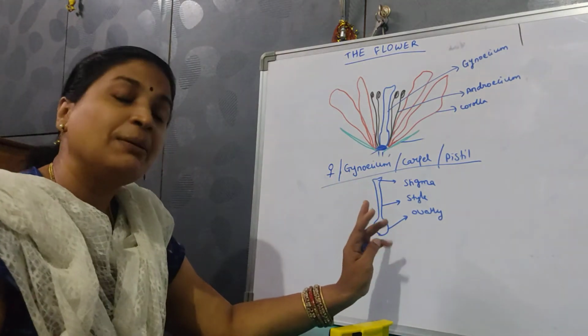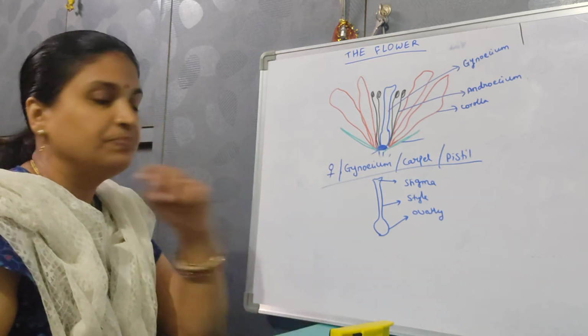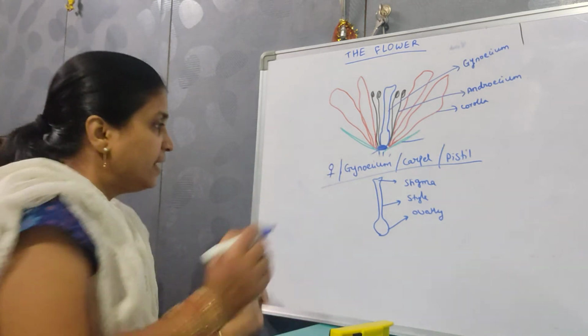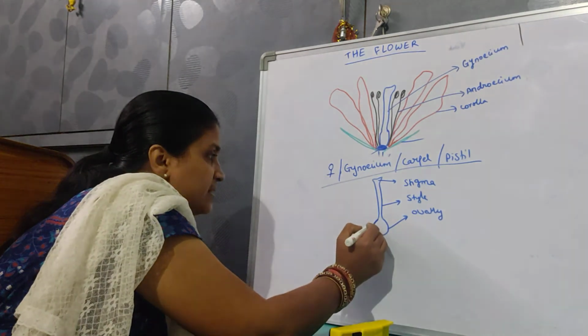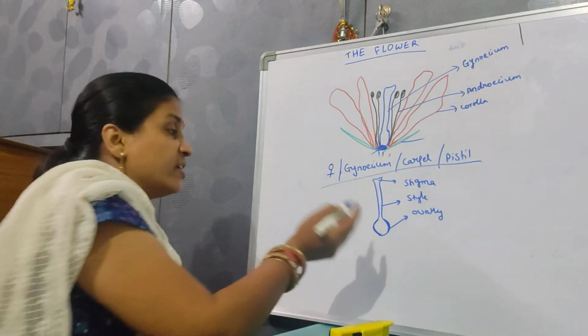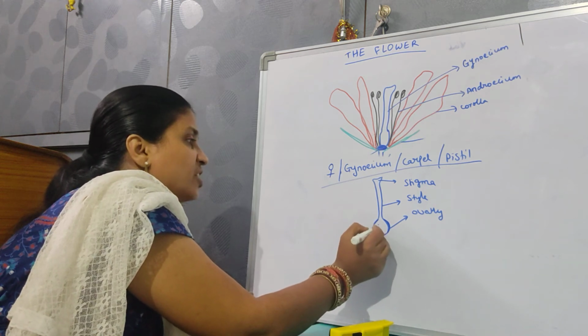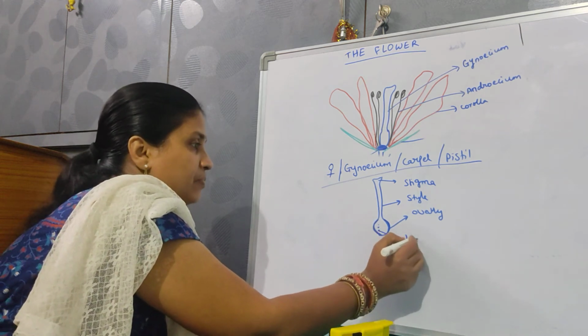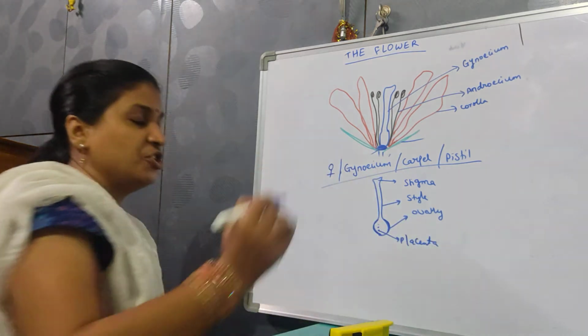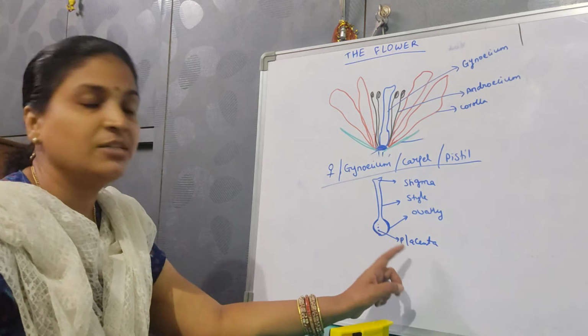If only pistil is present, they are called pistillate flowers. Inside the ovary, the ovules will be present. These ovules are attached to the ovary with the help of a flattened structure called the placenta, where the ovules attach to the ovary.